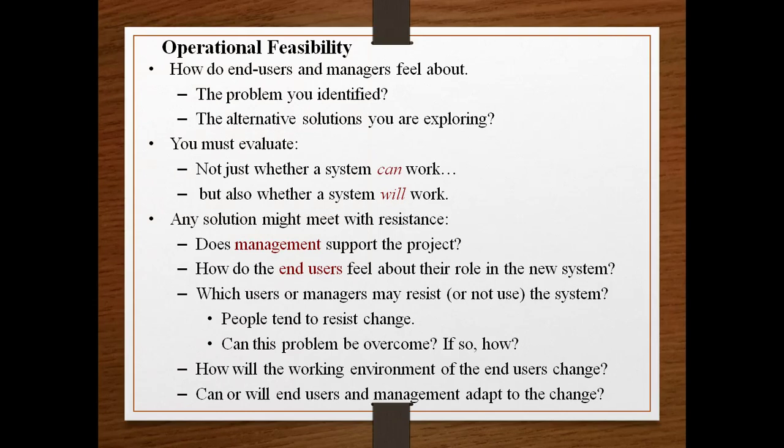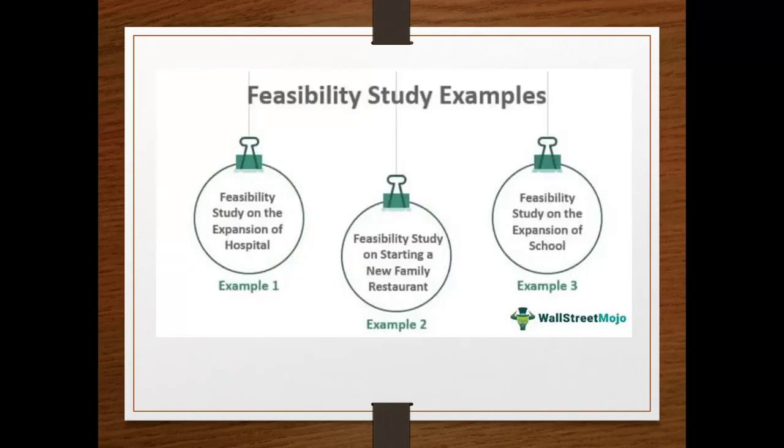How will the working environment of the end user change? Because suddenly my end user is working in C++ and it starts working in Python. How much does the environment support the end user? Can or will end users and management adapt to the change? This is where operational feasibility plays the role. Can my user adapt to the change? Will it adapt to the change? So these are the questions to be answered here.